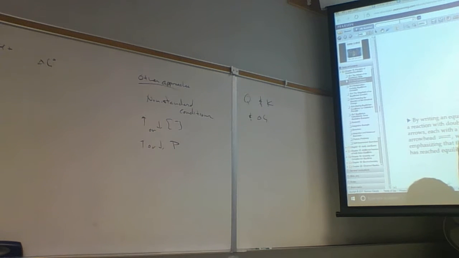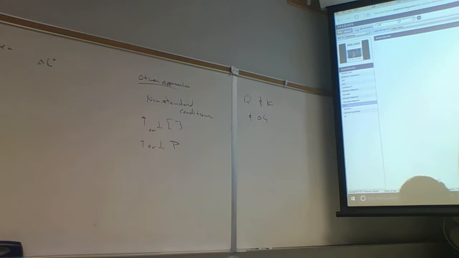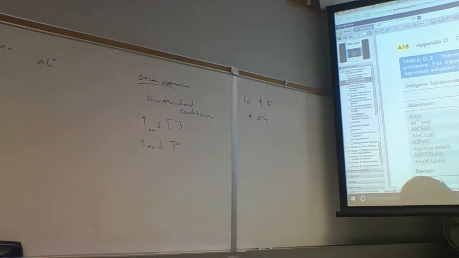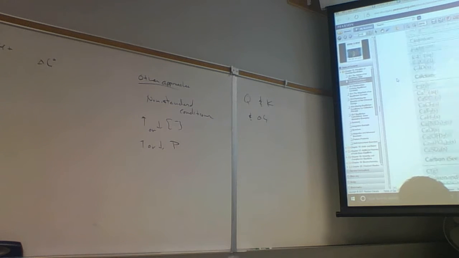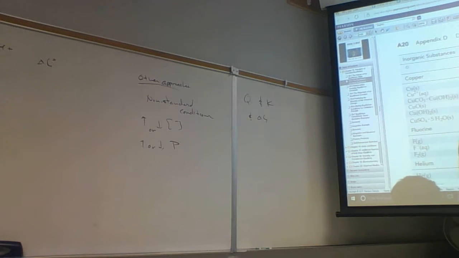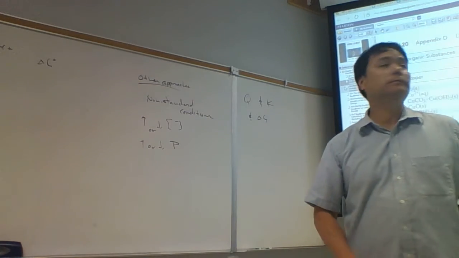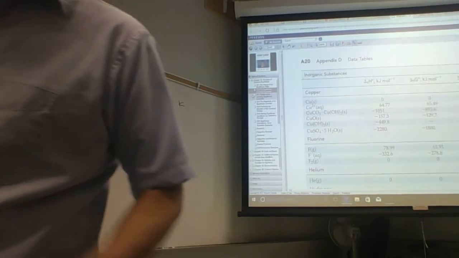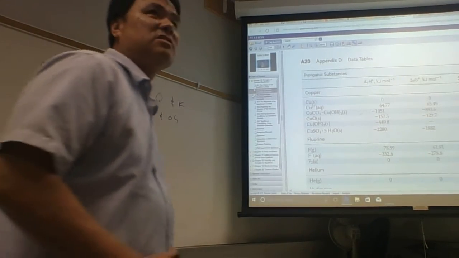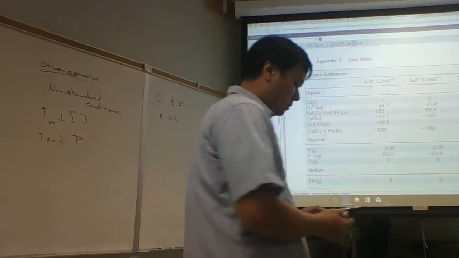And so we'd go over here to the appendix. So we need copper and tin. Let's go through and find copper. Here's copper. And so take a look at the data table there, and go ahead and start the calculation here.